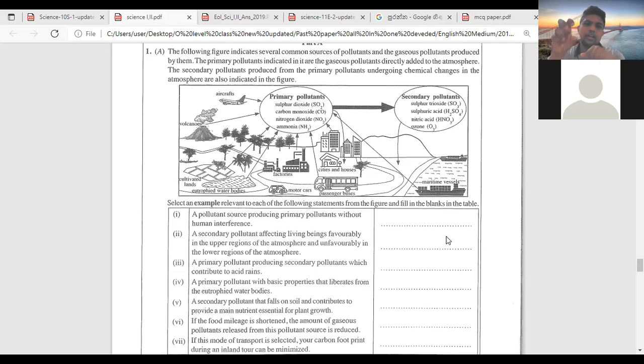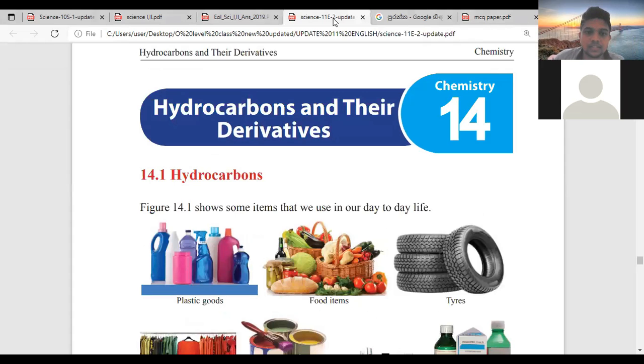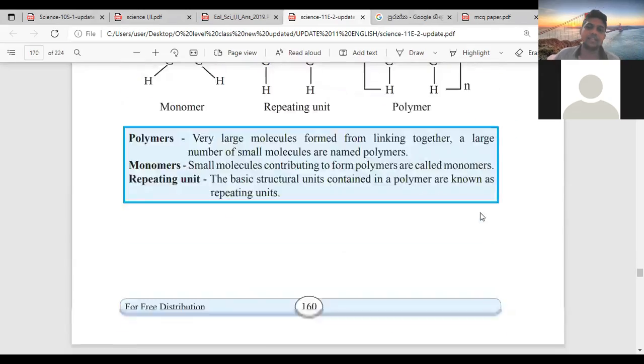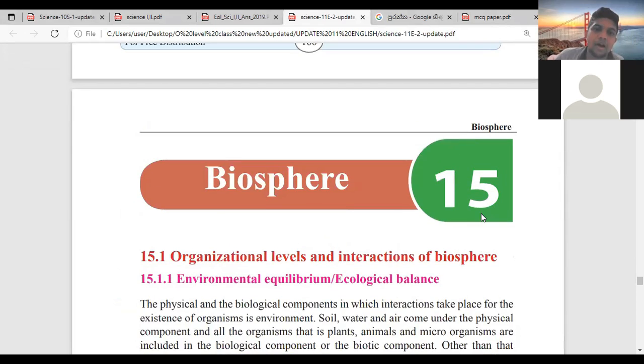When you come to the structured paper, you have to analyze. I have analyzed almost all the papers from 2016 upwards. What happened in the structured paper is that the first structured question is based on all three parts: biology, physics, and chemistry. It is mainly based on the final chapter of your syllabus. I don't know whether you completed it or not. The final chapter is the biosphere. Definitely it comes based on this one.